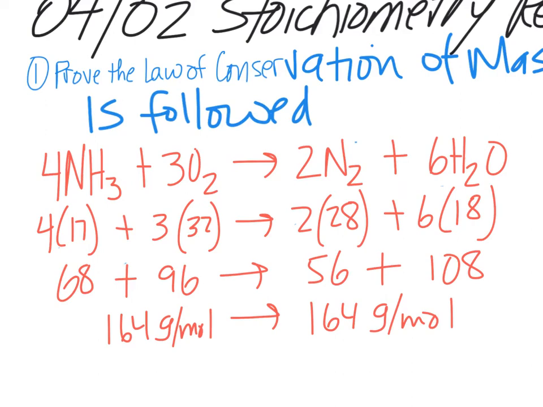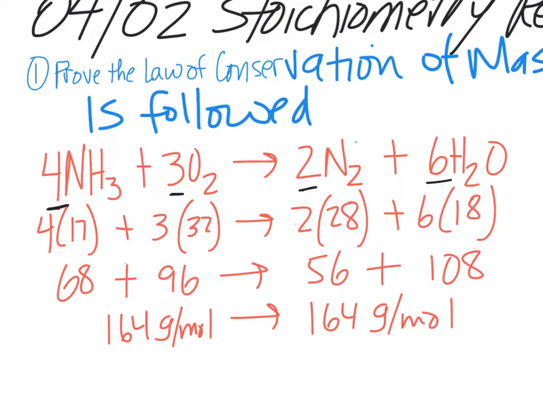Let's review what you've learned about the relationship of the quantity of reactants to the quantity of products in a balanced equation. If we look at the following reaction, we see that the 4, 3, 2, and 6 can represent molecules, but they also can represent moles. So 4 moles of NH3 react with 3 moles of O2 to form 2 moles of N2 and 6 moles of water.